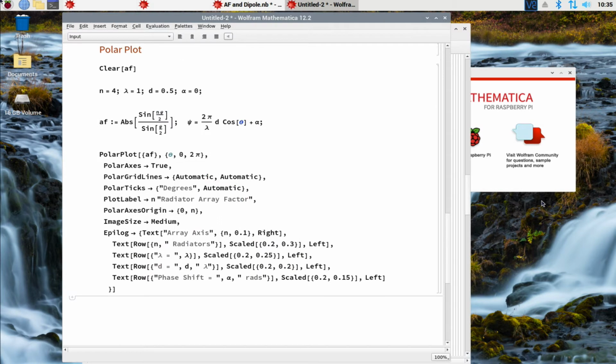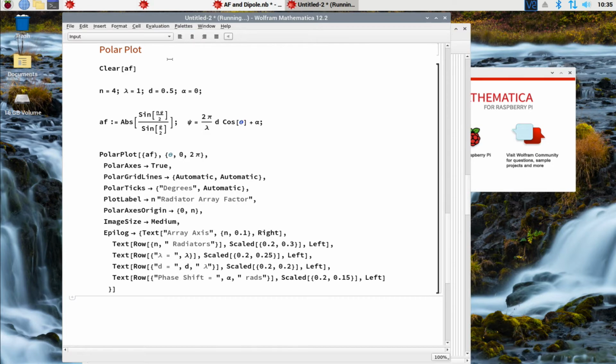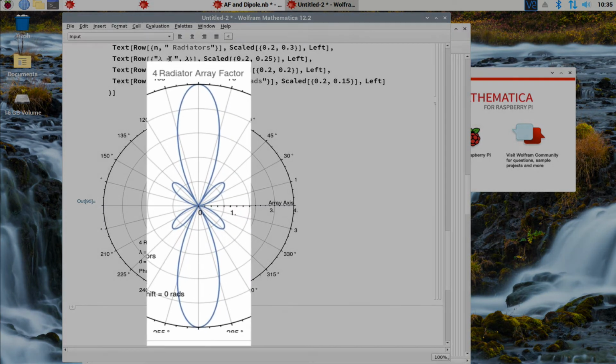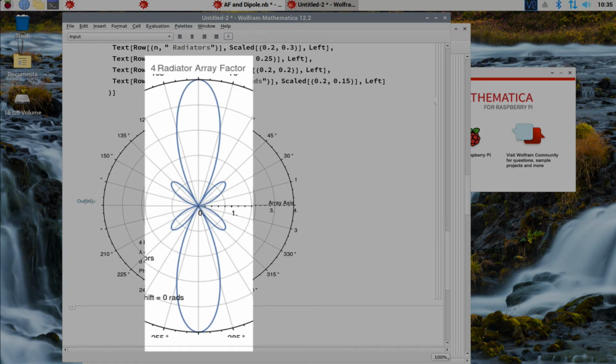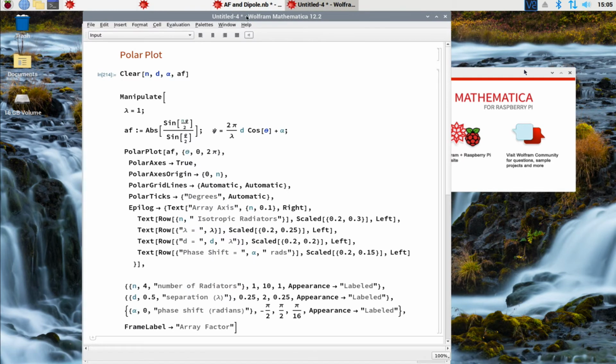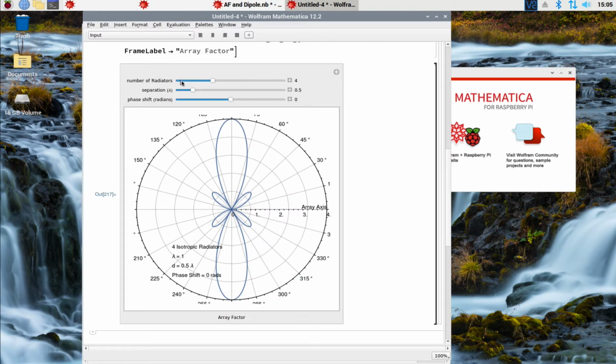The polar plot makes it much easier to visualize what is happening. If the energy is radiated perpendicular to the array axis, it is operating as a broadside radiator. However, it is possible to vary the basic parameters such that the bulk of the energy comes in line with the array axis. This is called the end fire mode.